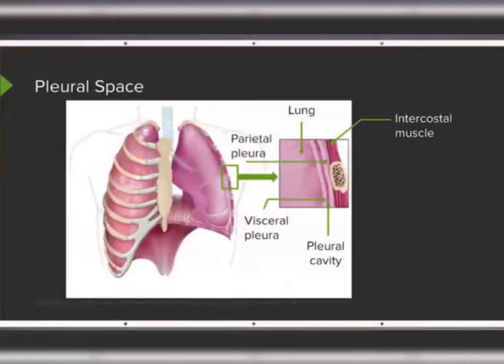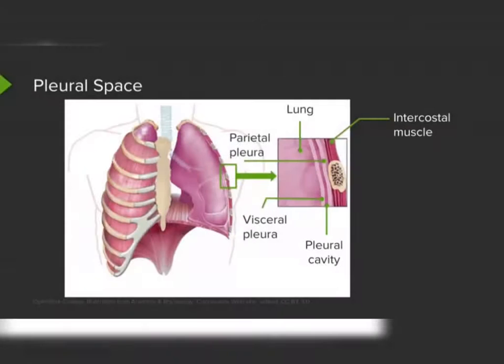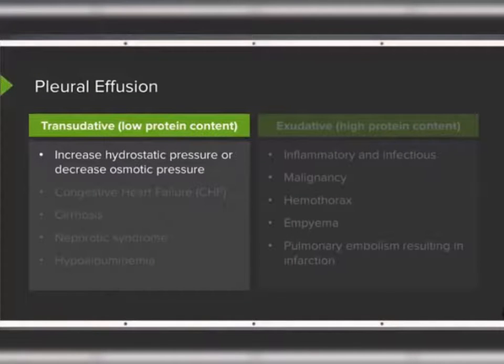So let's just take a look at the anatomy one more time. So we have here the lung, which is surrounded by the visceral pleura, which is right here, the inside layer. The outside layer is called the parietal pleura, and in between the two is the pleural space, where the fluid accumulates. So pleural effusions are characterized by their protein content.